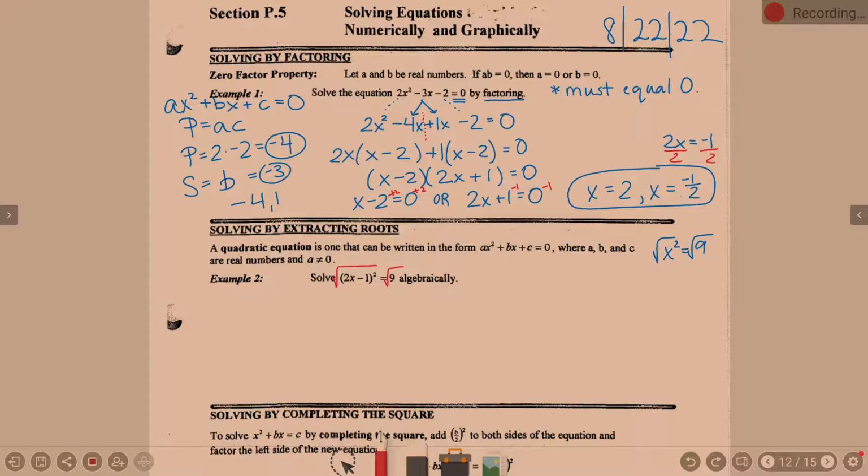What is the square root of 2x minus 1 squared? 2x minus 1. What is the square root of 9? 3.